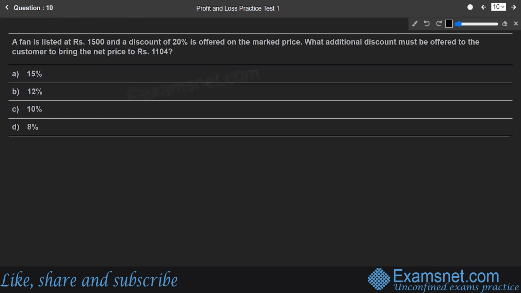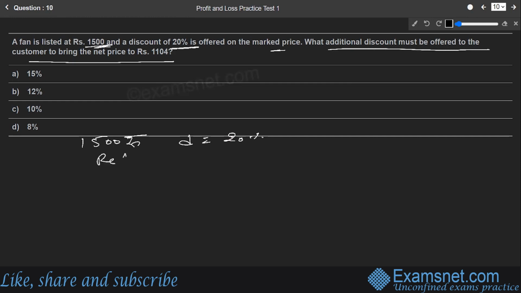Now, a fan is listed at rupees 1500 and a discount of 20% is offered on the mark price. What additional discount must be offered to the customer to bring the net price to 1104 rupees? This is the question. As they say, the fan is listed, so the fan's marked price is 1500 rupees, and they are offering a discount of 20%. Let us find out what the value becomes after the discount.